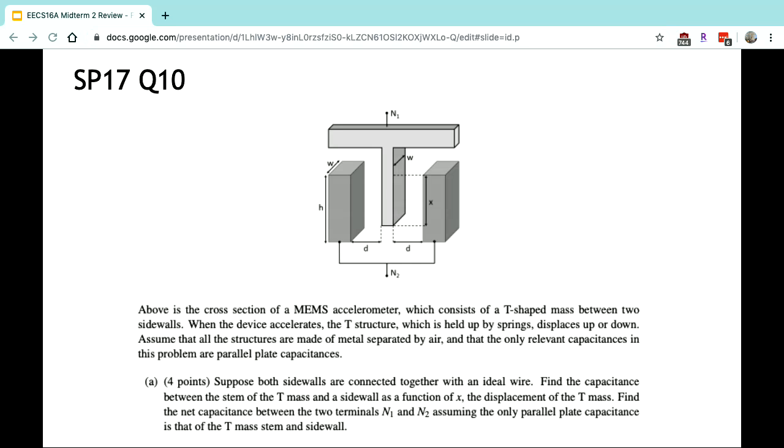Okay. Is everyone good? Could I have everyone's attention, please? Awesome. Thank you. Okay, so in this problem, we're told about this device called a MEMS accelerometer.